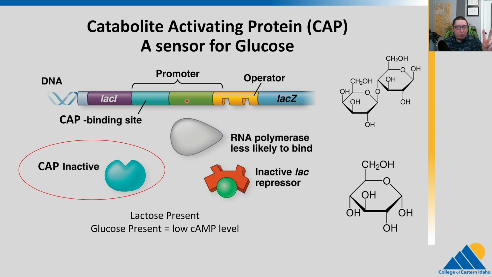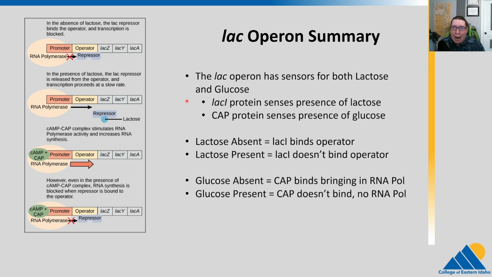Okay, so now we have two sensors. We have a sensor for lactose. We have a sensor for glucose. That's pretty clever, right? So let's look at what happens in the different states. Okay, so the Lac Operon has sensors for the lactose and glucose. lacI is the protein that senses the presence of lactose. The CAP protein senses the presence of glucose through cyclic AMP.